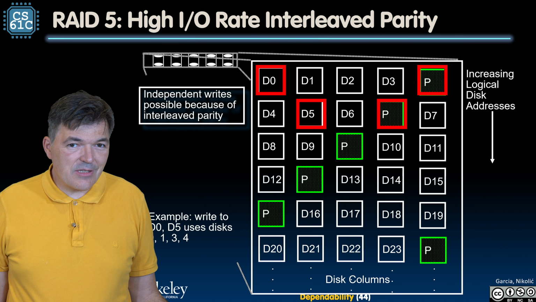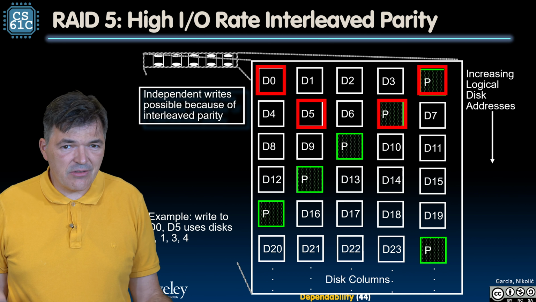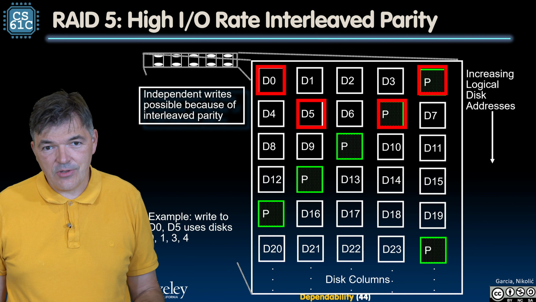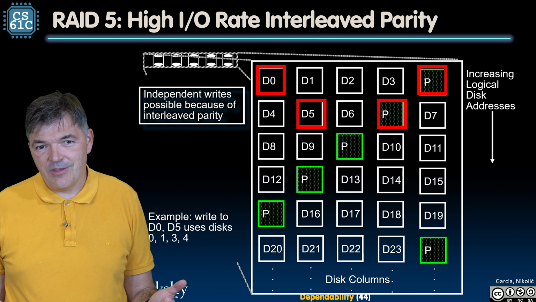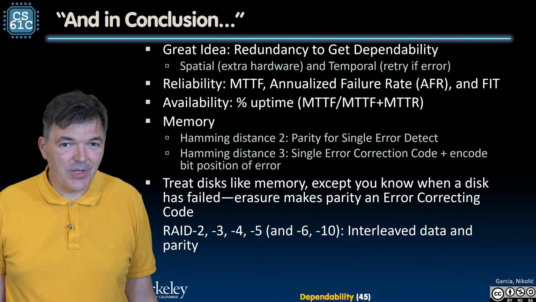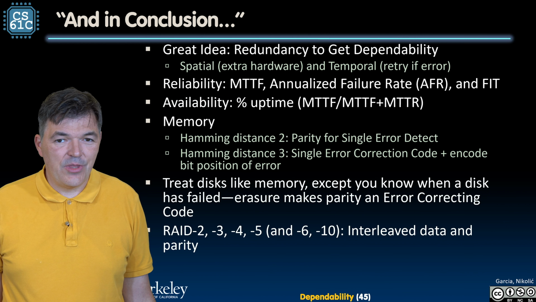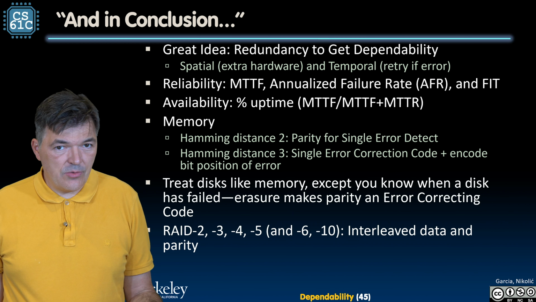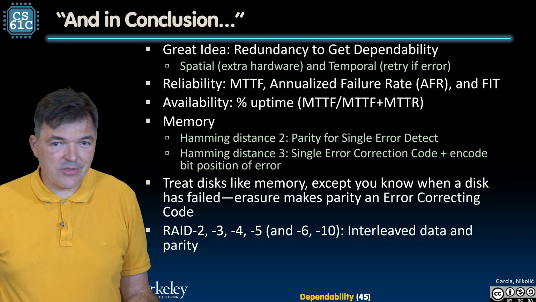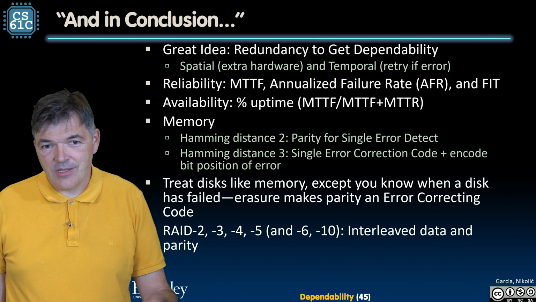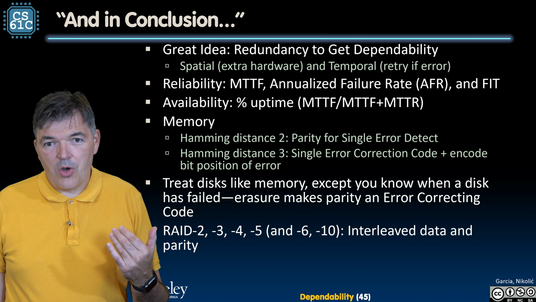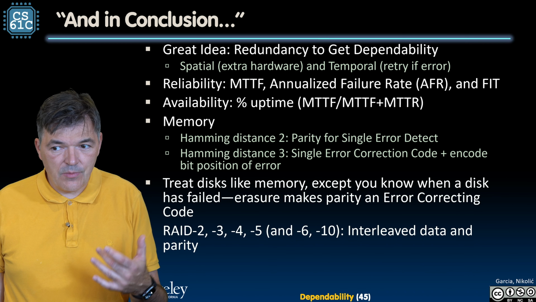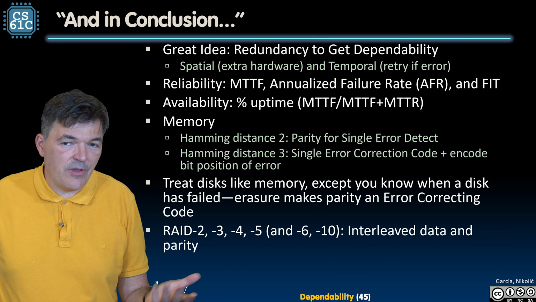Okay, that's essentially RAID in a nutshell. There are other types of RAID that generally employ a few extra disks, but we are not going to cover them in this course. So, in conclusion, we have seen how redundancy improves our dependability. We can use spatial redundancy, by employing extra hardware in the form of extra bits, extra checks, or temporal redundancy, by repeating the operation if it fails the first time.